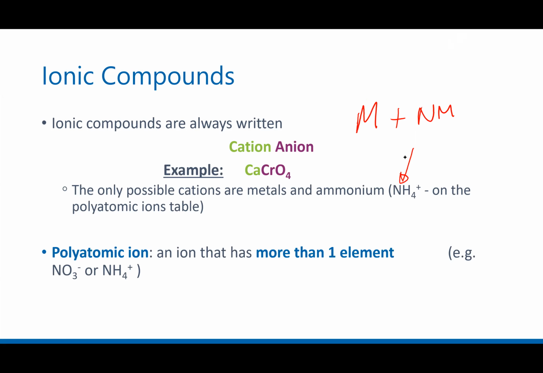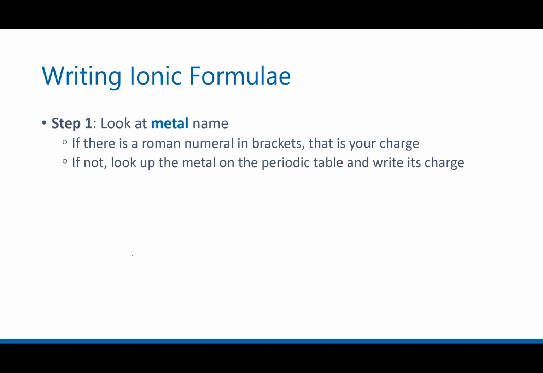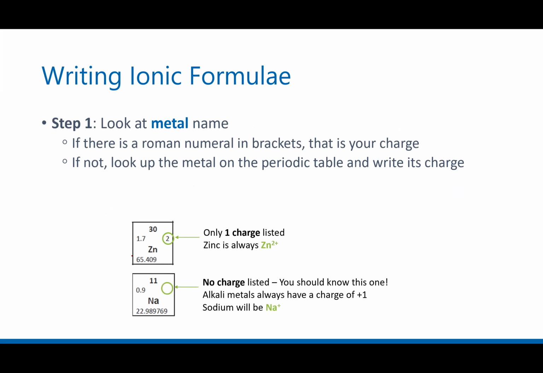Okay, so ammonium is called a polyatomic ion. And what that means is poly means more than one, atomic means atom, and ion means ion. So a polyatomic ion is something from your data booklet. I'll show you how to find them in a minute. It's going to have an ionic charge, like -1, -2, and more than one element. So I'll explain this as I go through the steps. There's about 3 steps.